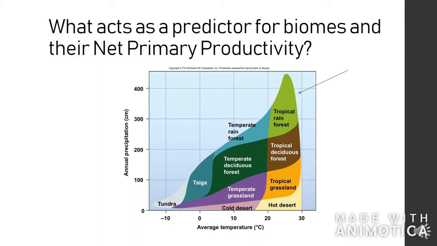Our second question is, what acts as a predictor for biomes and their net primary productivity? Net primary productivity increases with higher temperatures and precipitation levels. This can be seen in the graph depicting annual precipitation in relation to annual temperature. The upper right corner is the peak of net primary productivity.